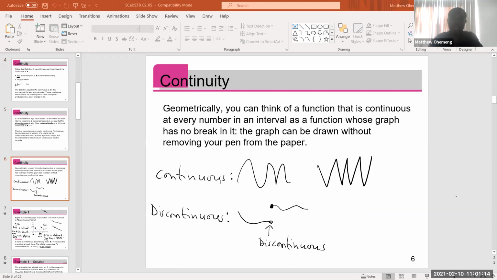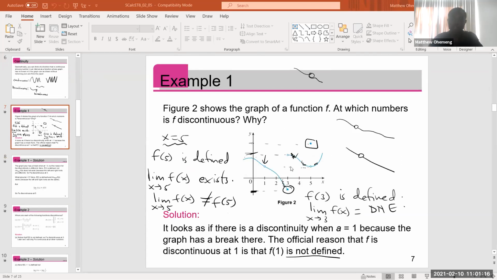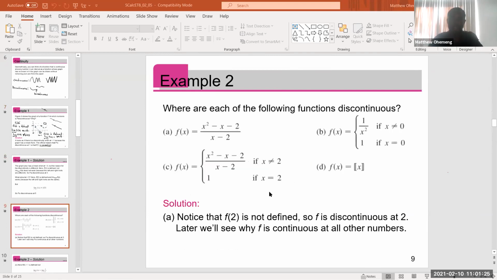Now, the question that we actually looked at was the graphing one. We had a graph and we had to figure out where the function is continuous and where it is discontinuous. The other thing we were looking at was this example 2, where we left off. For this one, I'm going to do it on the whiteboard.